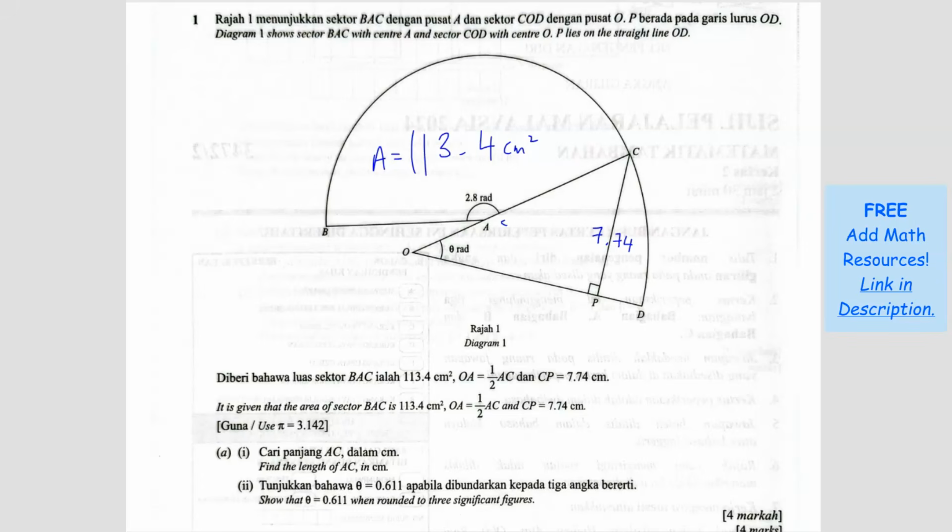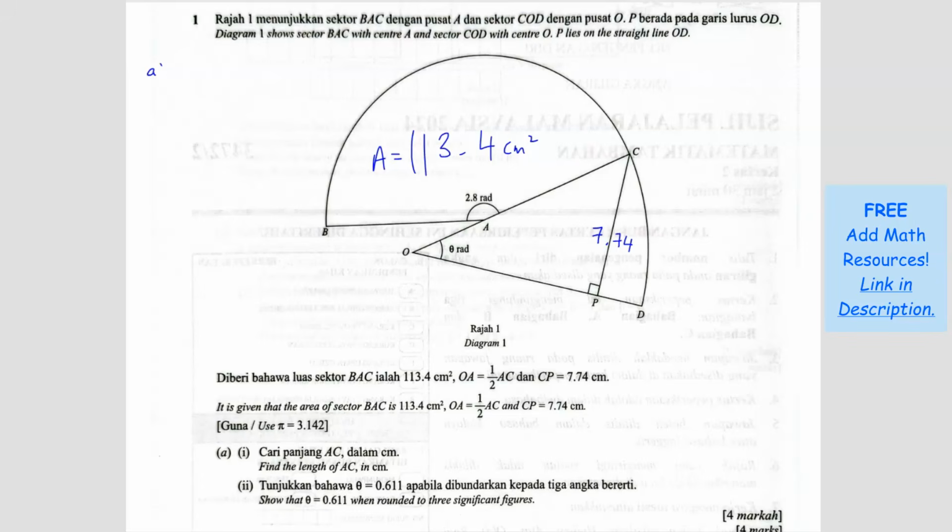So first we want to find the length AC. This AC is actually a sector, right? So that means this is the radius. The radius should be the same as AB. Okay, the radius of the sector. So to find the radius, we can use the area given and use the formula.